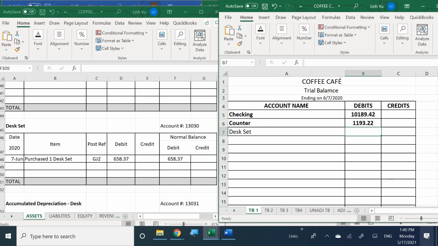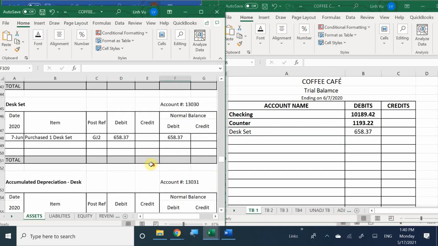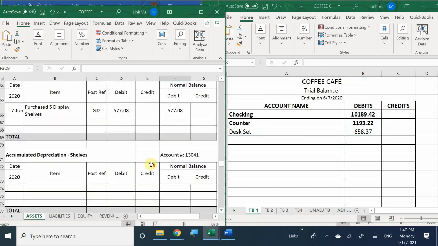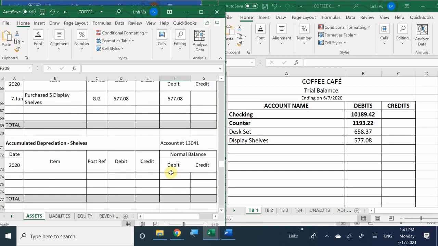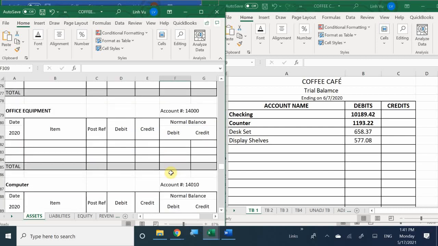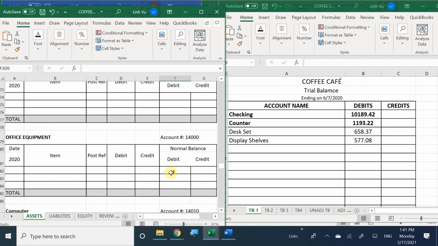So we have a desk set for 658.37 on the debit side. Okay. What else do we have? Display shelves. We have display shelves. For the total amount of 577.08. 577.08. Good. All right. So now we're done with our furniture.